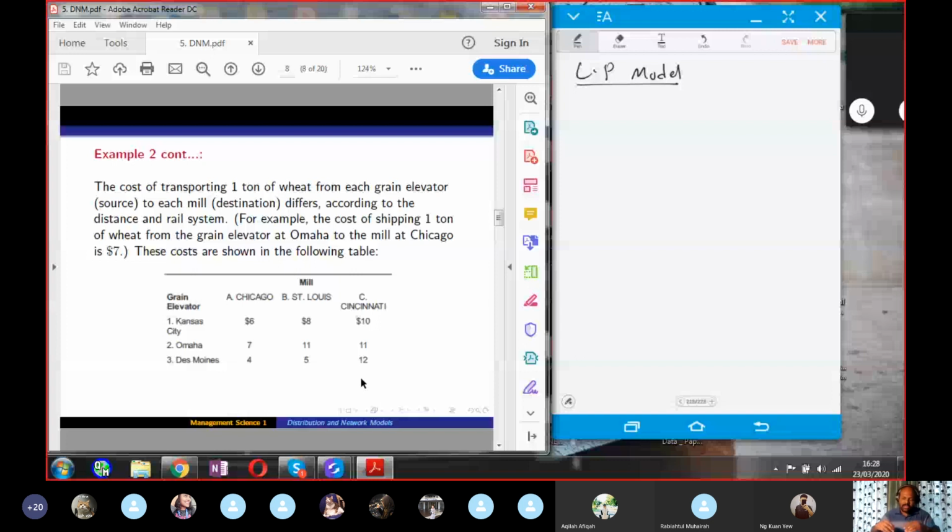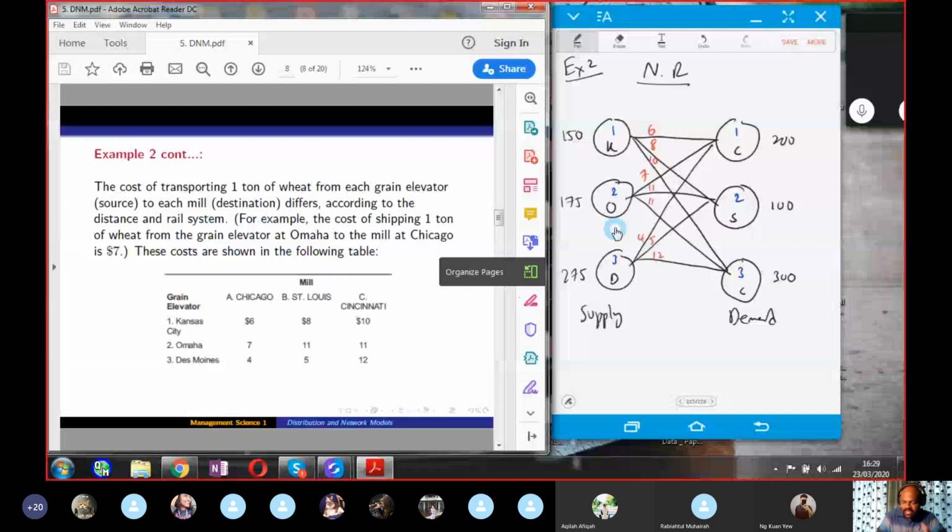How are we going to do this? Of course, because it incurs cost, we minimize each cost for each quantity. First of all, give the notation for each quantity from each supply to each destination. So Kansas to Chicago, the notation for the quantity should be x11. The notation for the quantity Kansas to St. Louis is x12, and so on: x13, x21, x22, x23, x31, x32, x33.